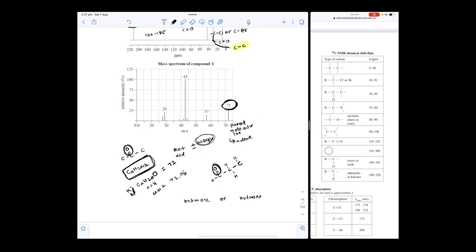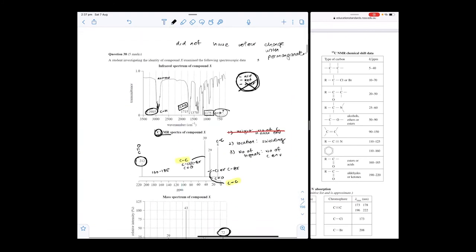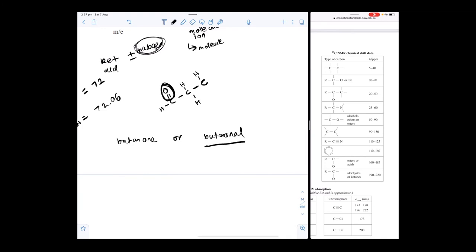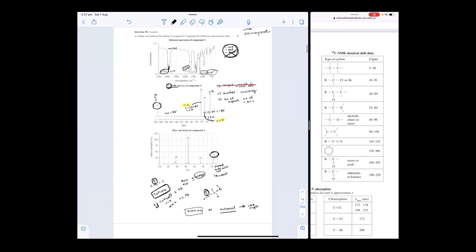All agree? Now, we've also been told that there's no oxidation. It did not have a color change with permanganate. We know that an aldehyde can further oxidize into a carboxylic acid and cause a color change. We know ketone cannot. So straight away, what's our answer, everyone? Butanone. Very good. So do you see how we integrated all our different findings together with one another?